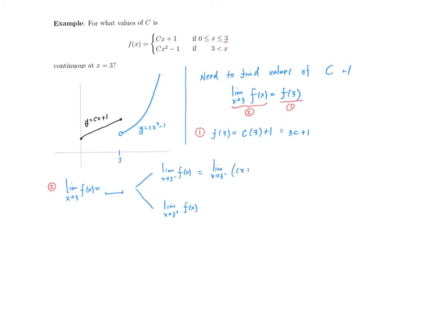And note, cx plus 1 is a polynomial. So by the substitution property, the limit as you approach c will be 3c plus 1.